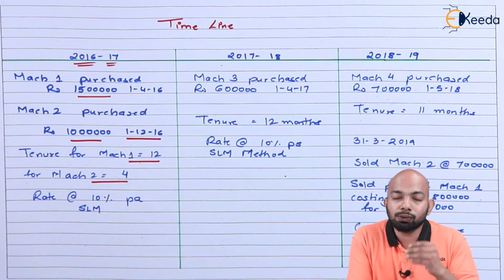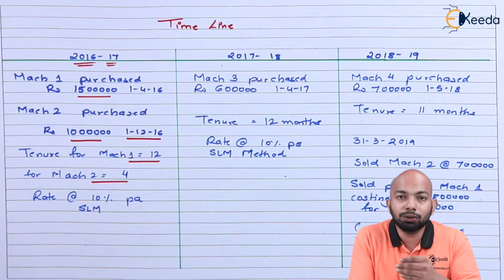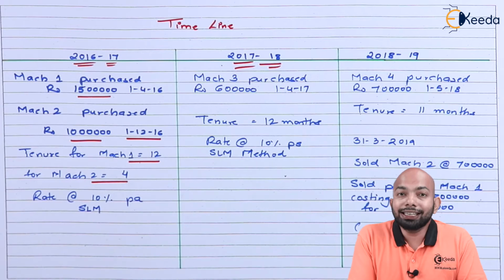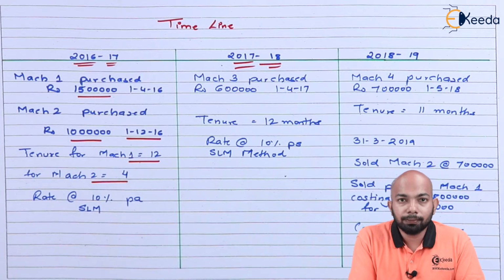Depreciation for both these assets will be calculated on the basis of these two tenures at the rate of 10% under the SLM method. We'll go on calculating the depreciation, or rather the details, about financial year 2017-18 as well. Let's go ahead and figure it out.